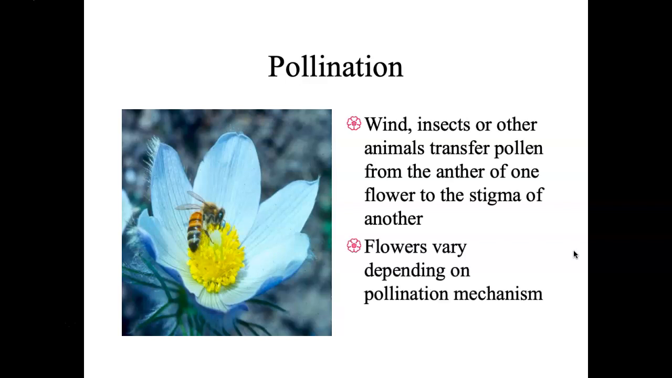Pollination. So this is definitely a behavior that plants need to reproduce. So a lot of plants reproduce by having pollen fertilize the stamen of the plant, and then they produce seeds. So in this case, we're talking about wind pollination or insect pollination or animal transfer pollination. So they brush up against the pollen and then they do the work for the flower by transferring it to another flower, or the wind blows it from one flower to another. So flowers vary depending on the pollination mechanism, and we're going to talk about those specific pollination mechanisms.